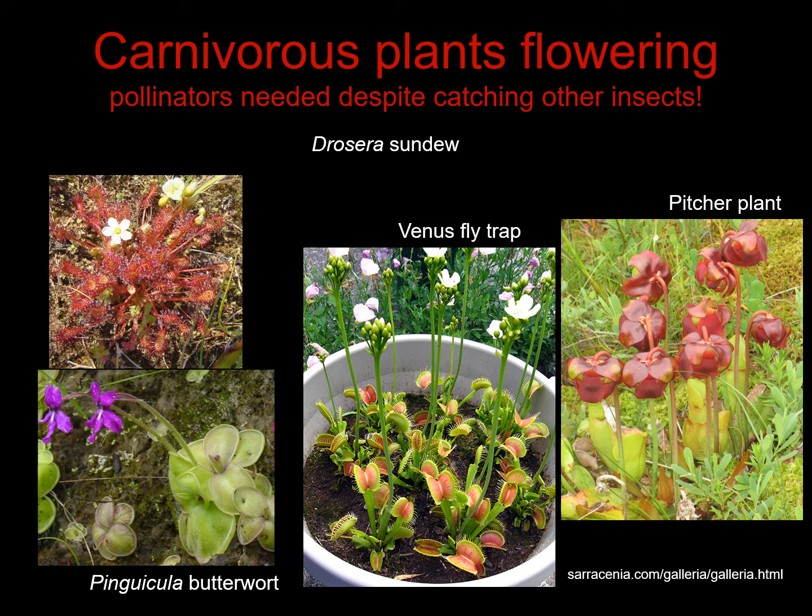You notice also that many of them have fairly long stalks for the flowers. So this is helping to separate the flowers that need pollinating from their sources of insects that might be caught in the traps.